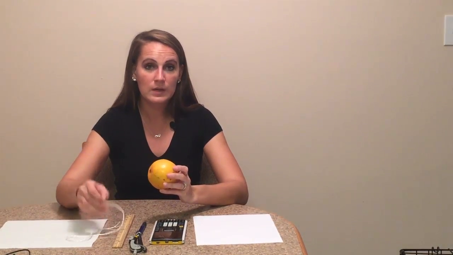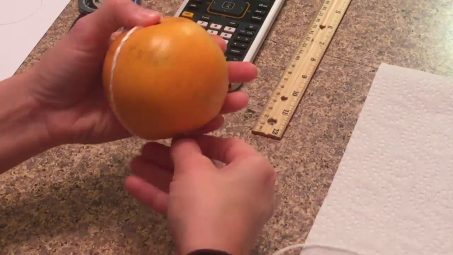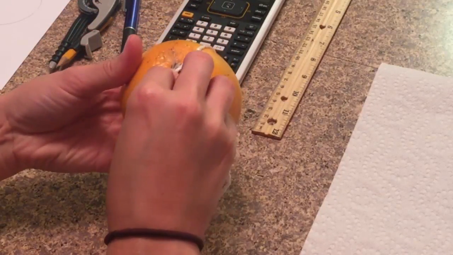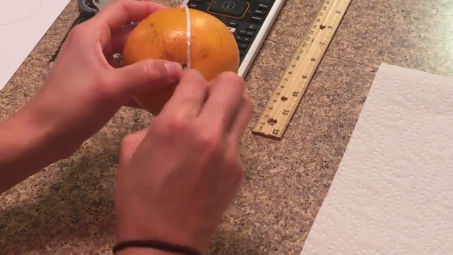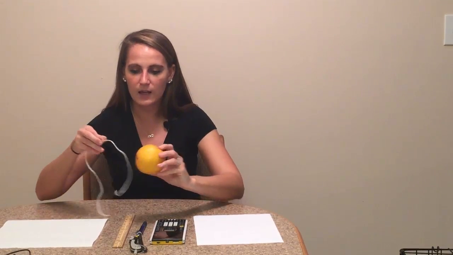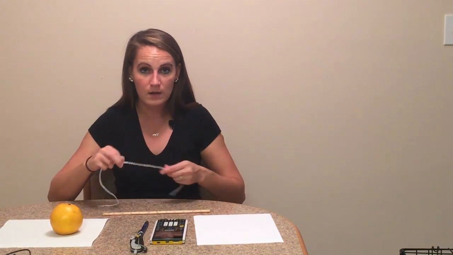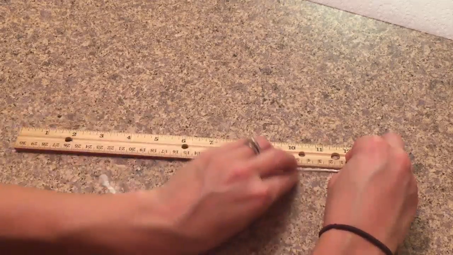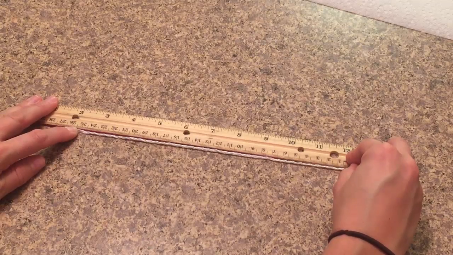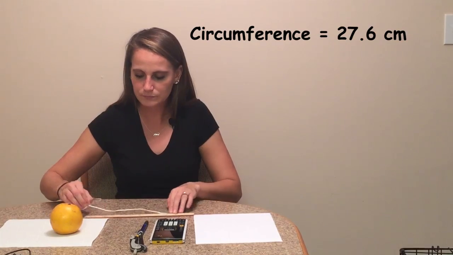So what we're going to do is take a piece of string and wrap it around our orange so that we can find the biggest distance. And that distance is going to be our circumference. Now that we have our string wrapped around our orange, we are going to take our ruler and our string, and we're going to measure in centimeters to figure out what our circumference is. We get about 27.6 centimeters for our circumference.